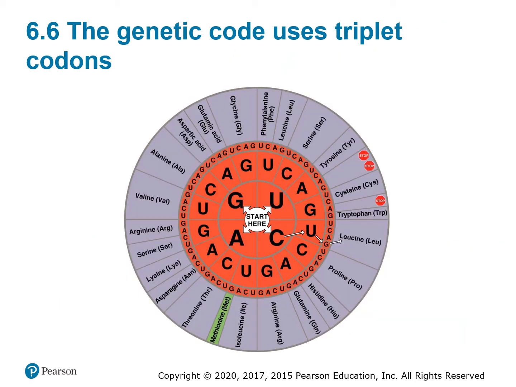So the genetic code uses these triplet codons. So every amino acid has a 3 codon code, okay? And if we know the sequence of the mRNA, we can actually determine the amino acid sequence using this chart. Now, students always ask me, do I have to memorize this chart? And the answer is no. You just have to know how to use the chart, okay?